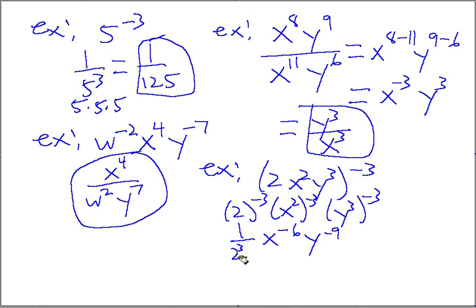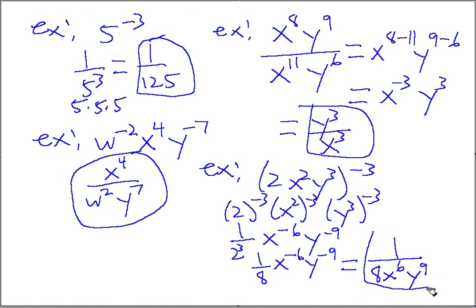What's 2 cubed? 2 times 2 times 2. That's 8. So this is 1/8 x to the negative 6, y to the negative 9. And again, x and y both have negative exponents here, so we have to bump them down. So the final answer is going to be 1 over 8 stays on the bottom here, right? Don't put the 8 on top. 8 is the denominator here. 8 x to the positive 6, y to the positive 9. Okay, so that's our final solution. Hopefully that's not going to be too bad for us.